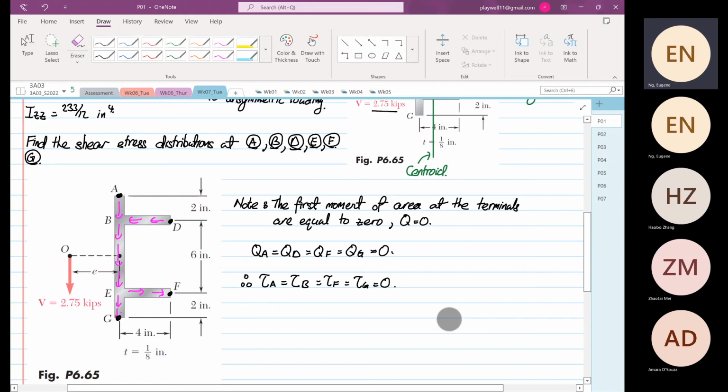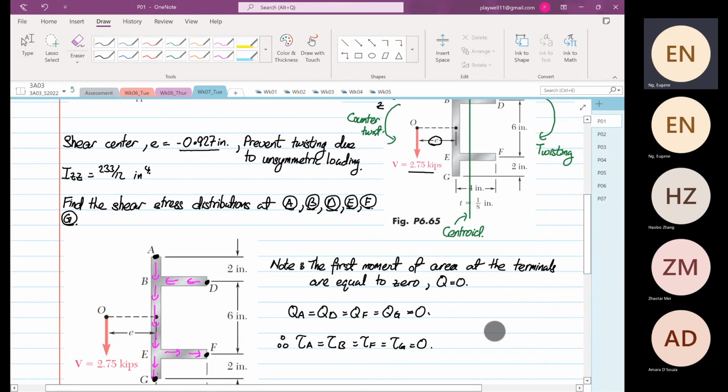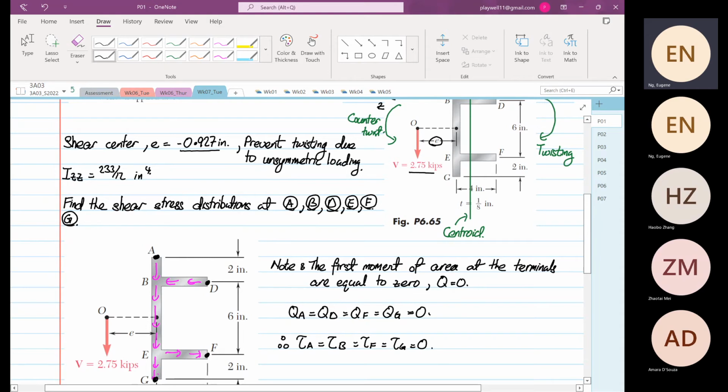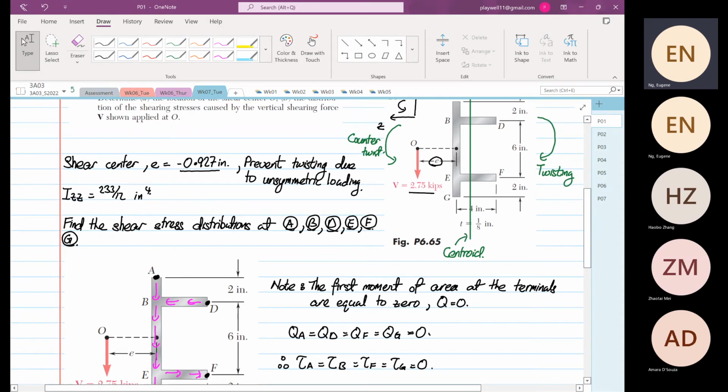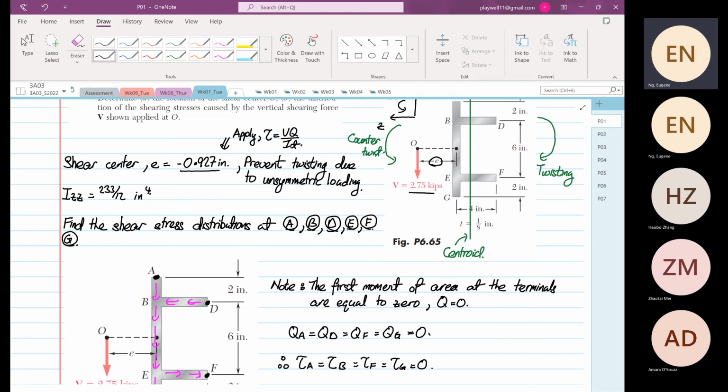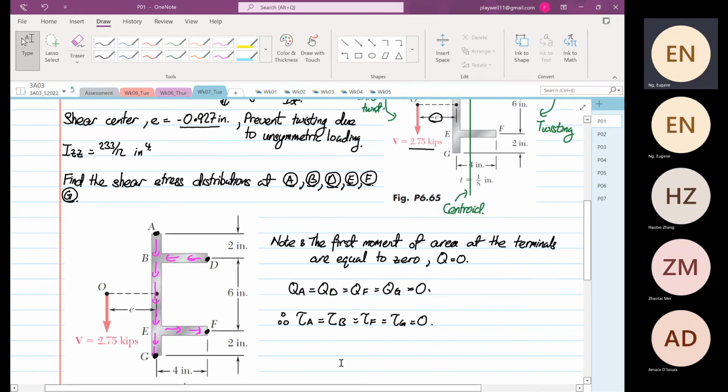Before I go any further, we have to declare the shear center, e equal to minus 0.927. Then after we declare it, we can apply the formula that the shear stress is equal to VQ over It. If we have not found the shear center, we cannot apply this formula. So we realize that the shear stress at point A, sorry, not point B, point D, I do apologize, point D, point F, and point G are equal to 0.